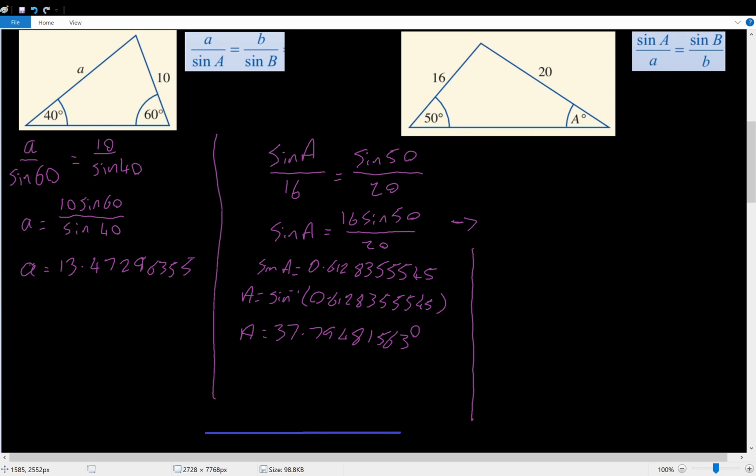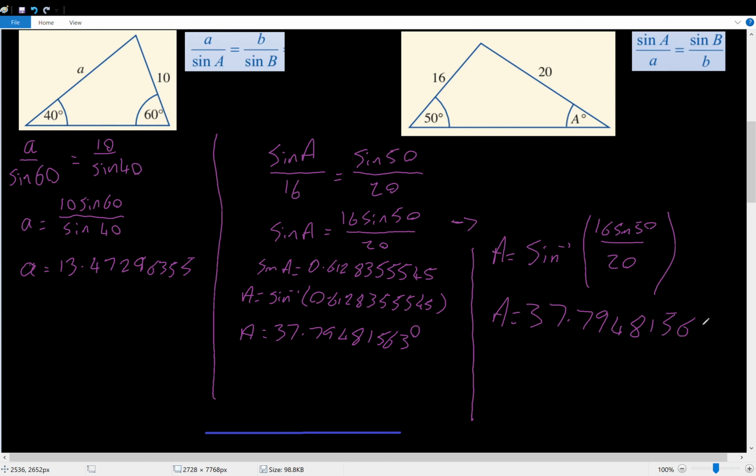The other way will get us the same answer, and it'll do so just a little bit quicker. So instead of actually working out our value to the right, what we could do is we could straight away say that A is equal to sine inverse of 16 sine 50 all over 20. And we'll jump straight to our answer without having to retype a long decimal. So we get straight to A is equal to 37.79481563 degrees, like that.